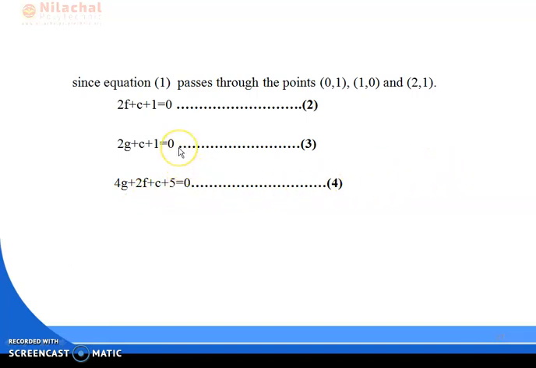So what should we do now? There are 3 equations and 3 unknowns. We know that there are 3 unknowns, g, f and c, and 3 equations are given: equation number 2, equation number 3, equation number 4. What is the procedure now? The procedure is to find out the values of the unknowns g, f, c by solving equations 2, 3 and 4.